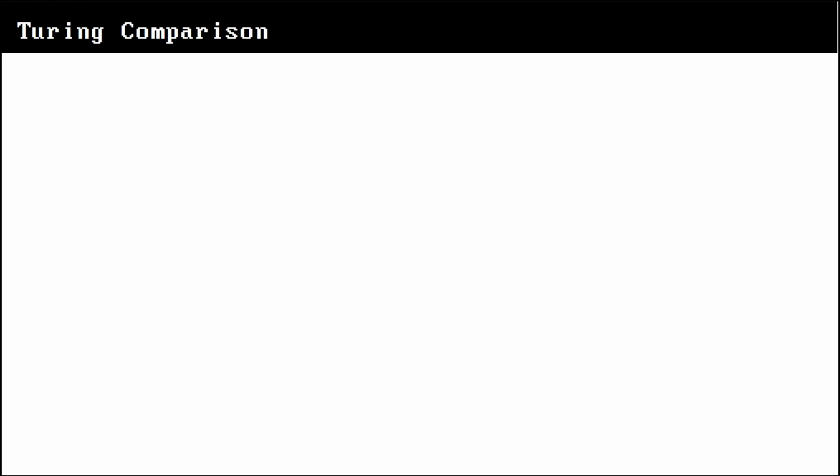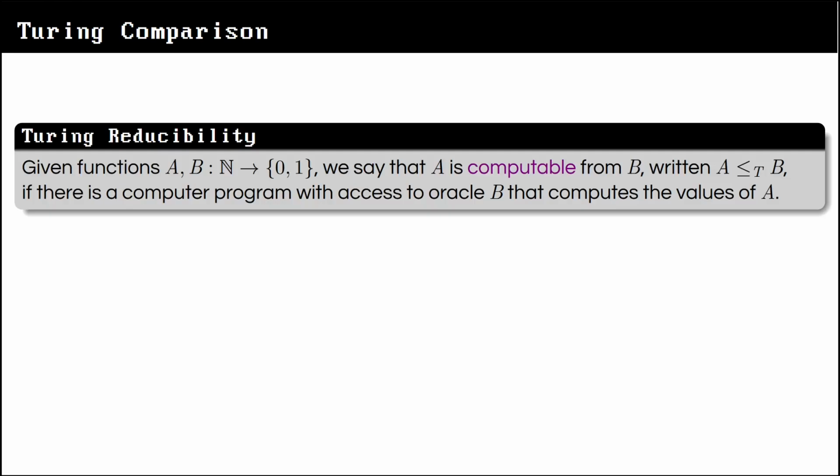It will be useful to be able to talk about some functions being even more non-computable than others. Given functions a and b from the natural numbers to booleans, we say that a is computable from b, which we write as an inequality with a t subscript, if there is a computer program to compute a, in our favorite programming language, augmented with the function b as an oracle. That is, being able to call b as a function, being able to ask our oracle for whatever values of b we need, gives our programming language the ability to compute a.